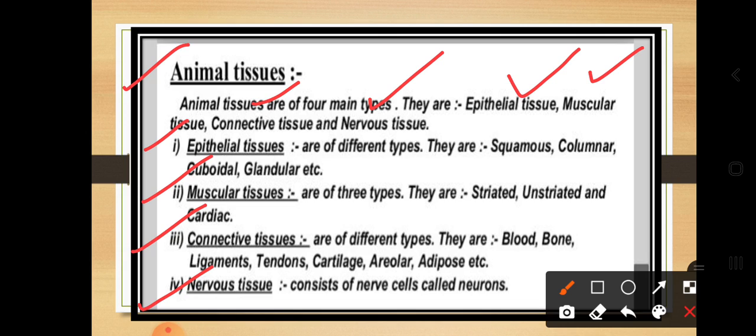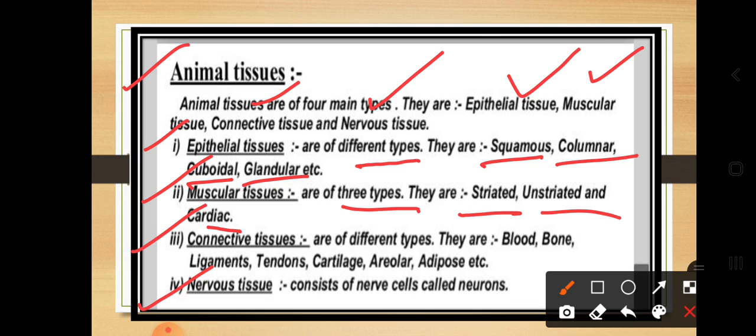What do you mean by epithelial tissues? These are of different types. They are squamous, columnar, cuboidal and glandular. Squamous means square shape, columnar means column shape, cuboidal means cube shape, and glandular is another type of epithelial tissue. What do you mean by muscular tissues? Here we have totally 3 types: striated, unstriated and cardiac. So these are the animal tissues.